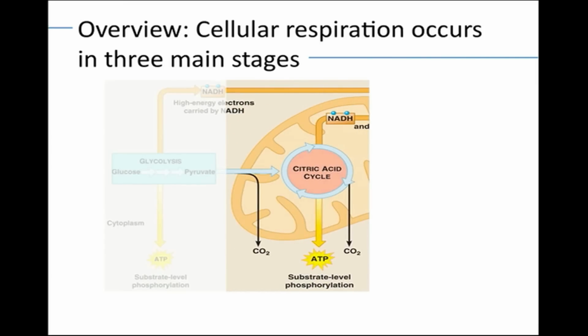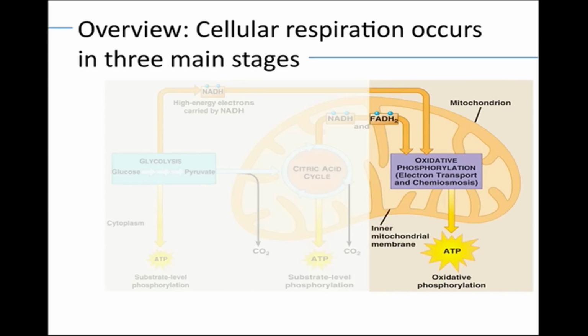Stage 2, the citric acid cycle, takes place within the mitochondria. It completes the breakdown of glucose by decomposing a derivative of pyruvate to carbon dioxide. The main function of glycolysis and the citric acid cycle is to supply the third stage of respiration with electrons.